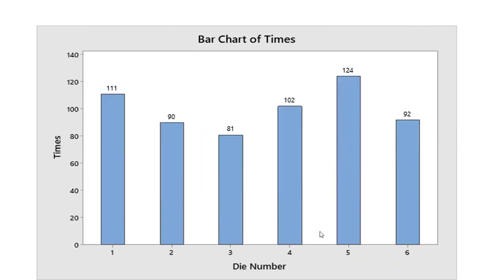Another way is to do it with what we call a bar chart, and we will learn how to do this in Minitab. So here you have the numbers 1, 2, 3, 4, 5, 6, and the number of times that we got that number. So for number 1 we got it 111 times, 90 times for number 2, 81 times for number 3, and so on. So a bar chart.